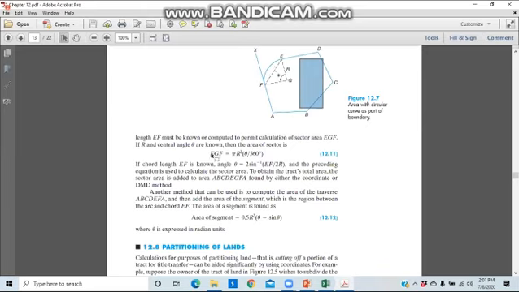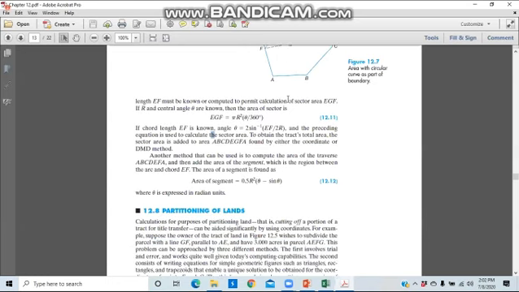We will use this equation to calculate this sector, triangular sector area, and then we will use this equation to calculate the area of this segment. And once we have all these three areas, we will add them together, and that will give us the total area of this whatever land or surveying boundary or whatever it is. So you got that?